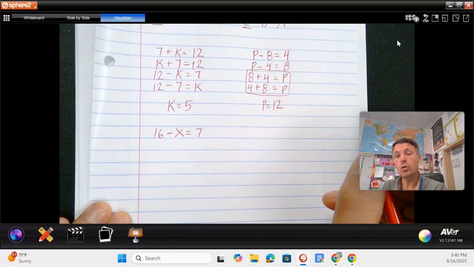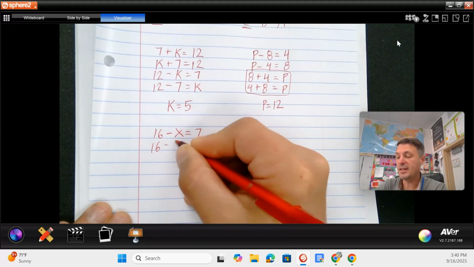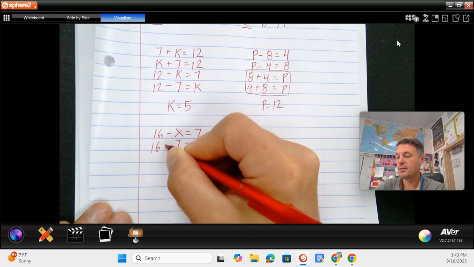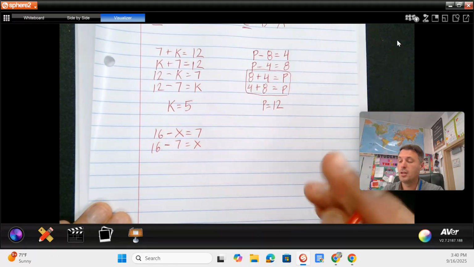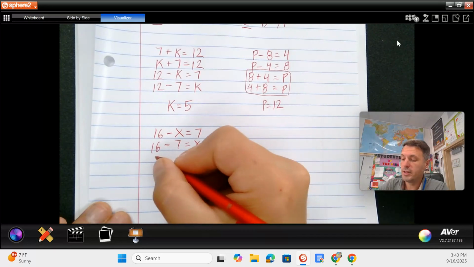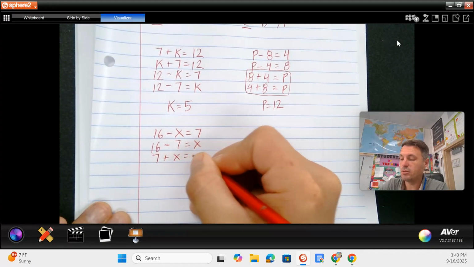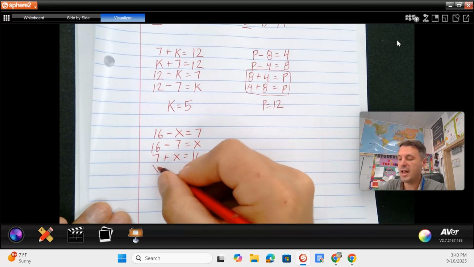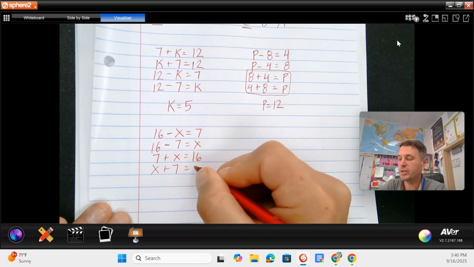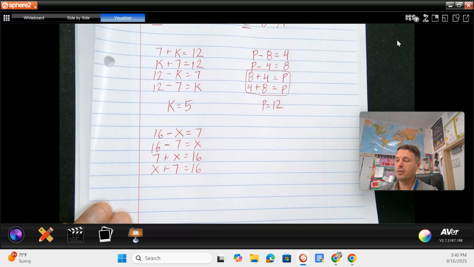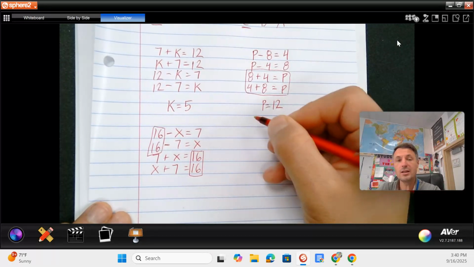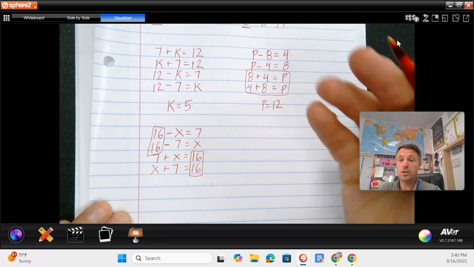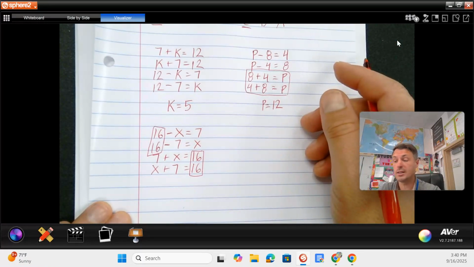Okay, if that's true, what would the next true fact be using fact families? 16 minus 7 equals x. Because remember, when you're subtracting, the minuend stays in the same spot. And then if that's true, 7 plus x equals 16. And if that's true, x plus 7 equals 16. See that pattern? Whatever number is all the way to the left when you're subtracting, it goes all the way to the right when you're adding. And there's only two numbers left, and those are the numbers that switch spots.